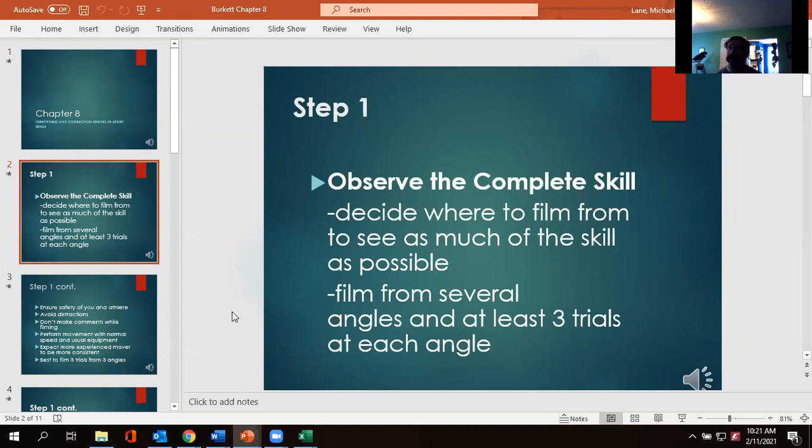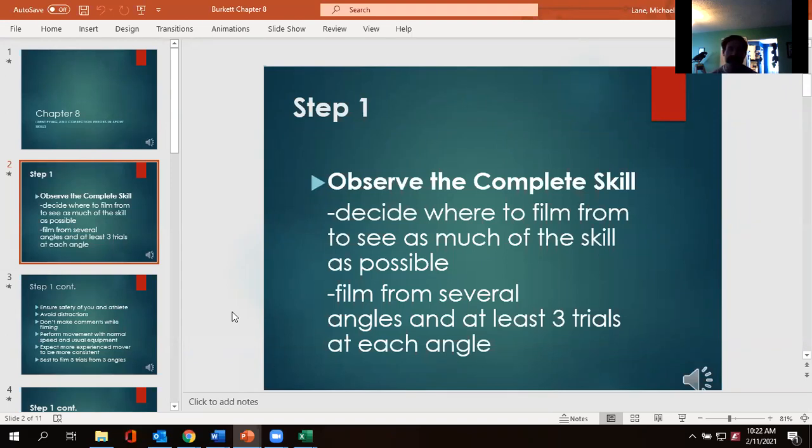And then typically we want to have them do the skill multiple times, because then you get an idea of whether they are making the same fault every time, so we really do have an issue with the movement, or whether they make a different fault each time, which tells you that they don't really fully understand how to do that skill yet.